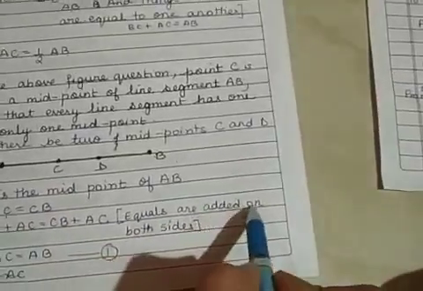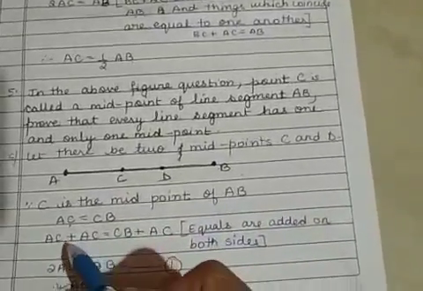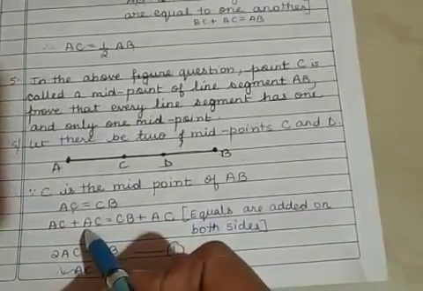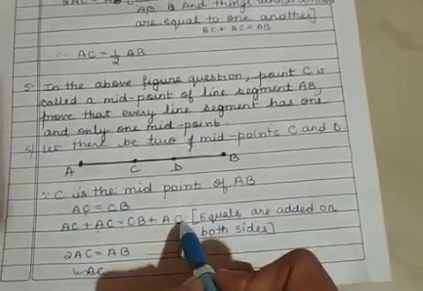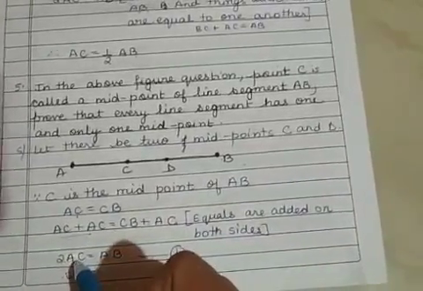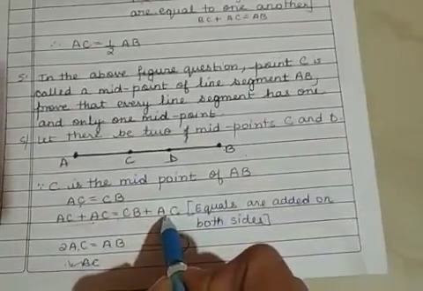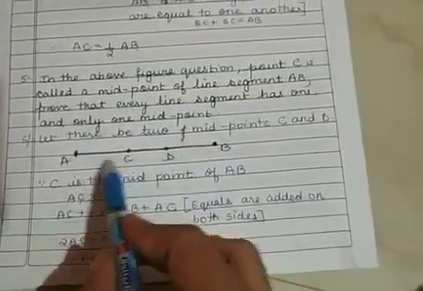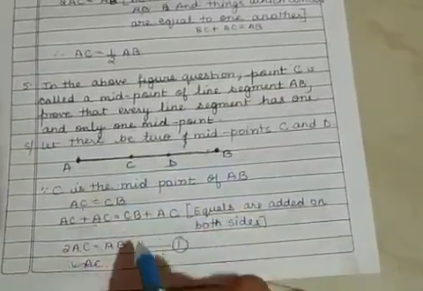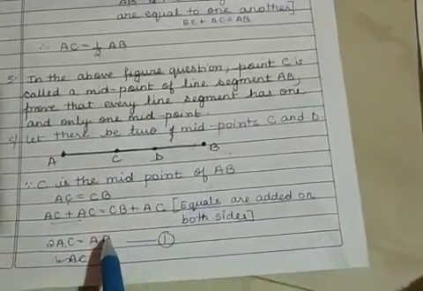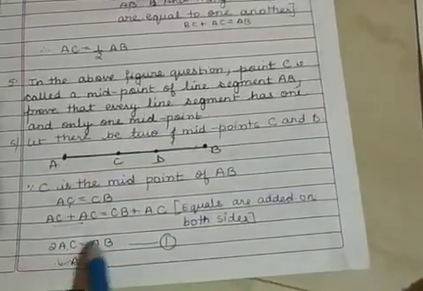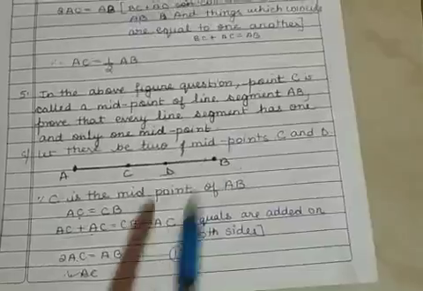Now equals are added on both the sides. So you will get here AC plus AC is equal to CB plus AC. So this is 2AC, so 2AC is equal to CB plus AC. CB plus AC coincides with AB, so CB plus AC is AB. Let us number this equation as 1.